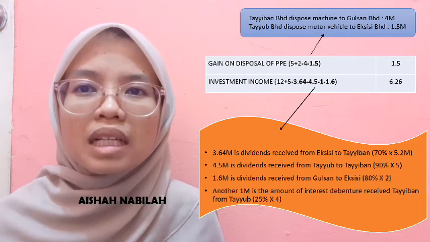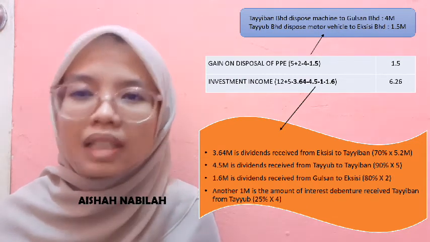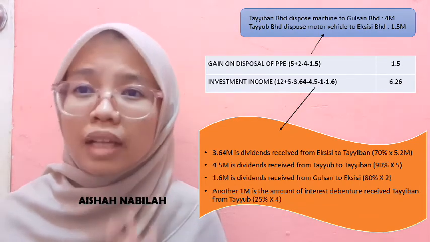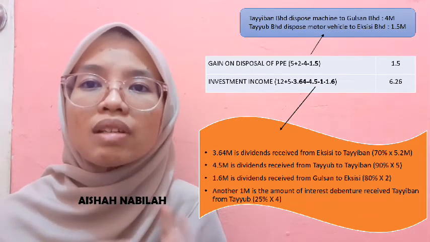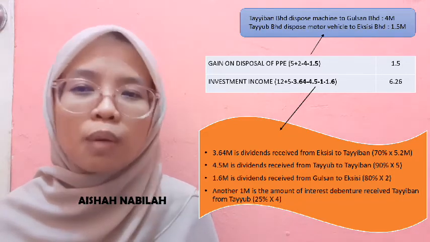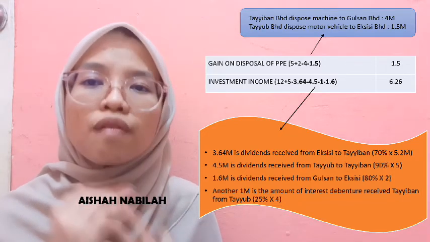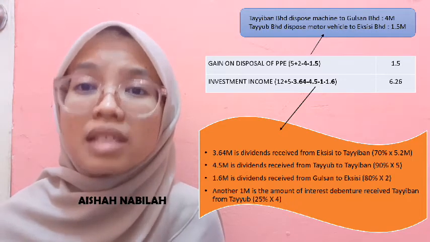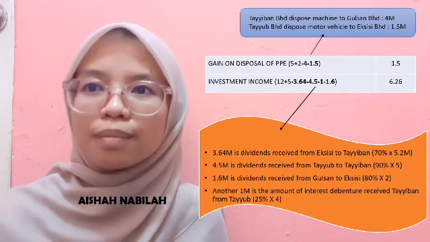Next, for the investment income, we need to subtract all the intra-group transactions. There is 3.64 million, the dividend received from XCC by Taliban, 4.5 million dividend received from Tayyub by Taliban, and 1.6 million dividend received from Gusan by XCC. Another 1 million is the debenture interest received by Taliban from Tayyub.